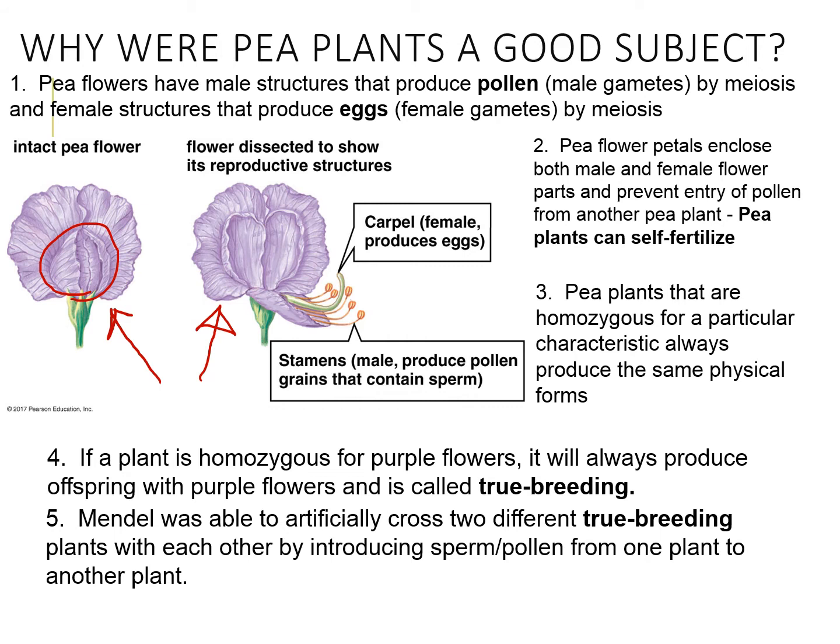So he would open up this enclosed sac here where the male and female parts are, and he would insert pollen from another plant in there so that he could be sure that pollen from a different plant of his choosing was going to fertilize this plant.